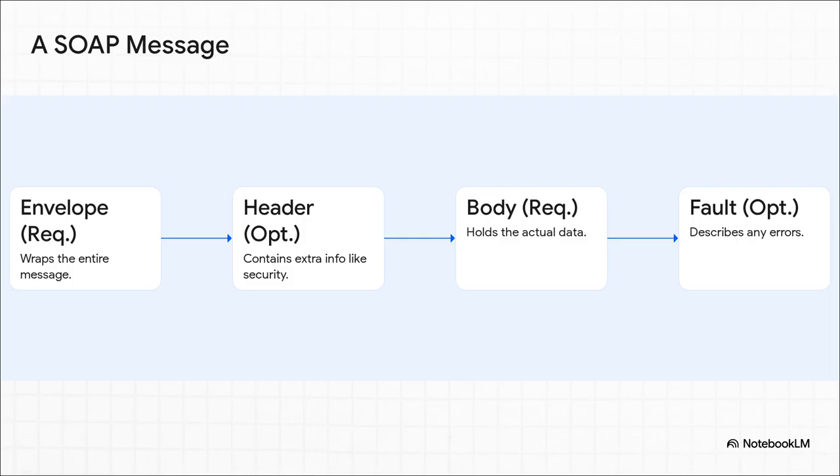Inside that, you have an optional header. That's where things like security info go, and a required body, which holds the actual data. And if something goes wrong, a fault element gets added to explain the error. This structure is totally non-negotiable.